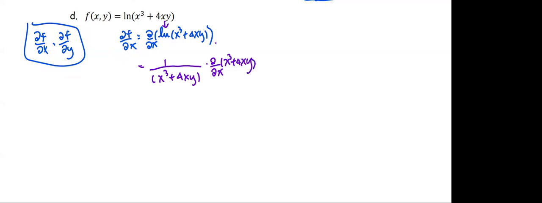When you find the partial derivative with respect to x, we target the x variable. So we treat y and others as constant terms. Then for this portion, the derivative with respect to x is going to be 3x to the second plus 4 times y, because we treat 4 and y as a constant multiple.